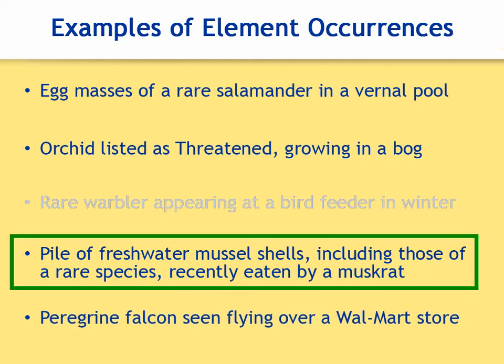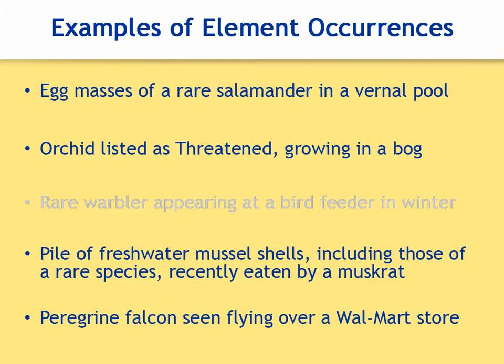How about a pile of freshwater mussel shells, including those of a rare species, recently eaten by a muskrat? Yes, that could be an EO. Recent mussel shells would be a strong indication that a rare species is in the area in appropriate habitat. Observations of dead plants and animals do count.